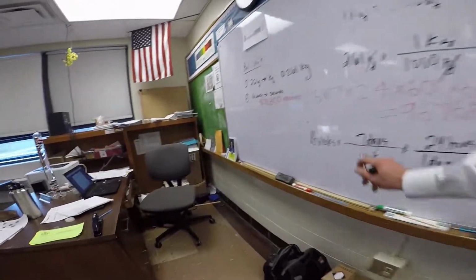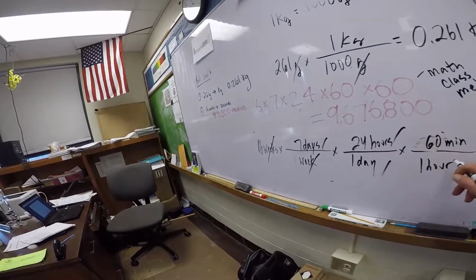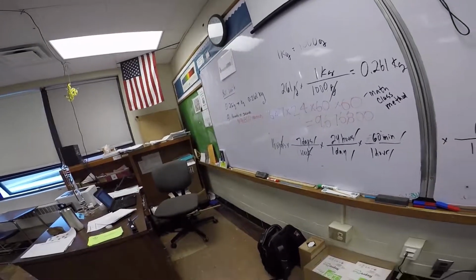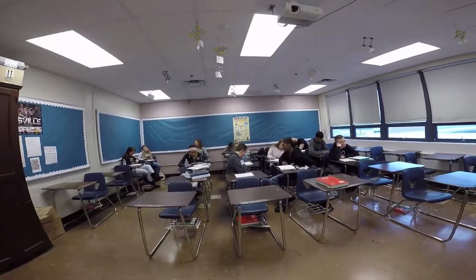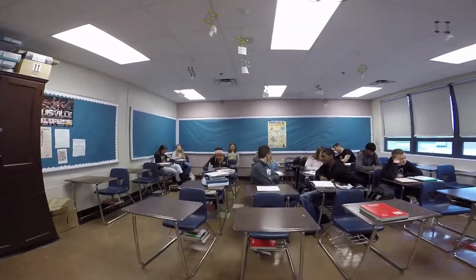All right, so Claire, you'll see up here that the weeks cross out, days cross out, hours cross out, minutes cross out, and you're left with seconds. So this is called, they call it the train method of dimensional analysis. You have one conversion after the next to get to the final product.